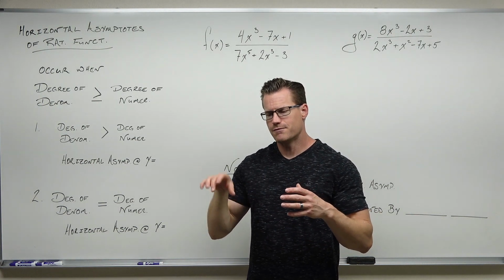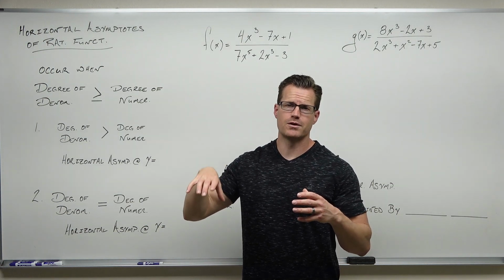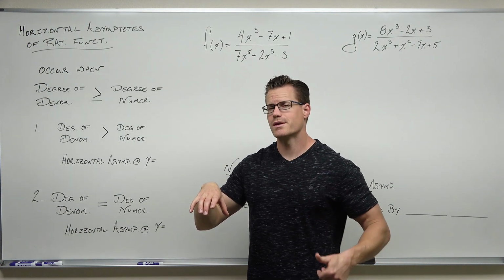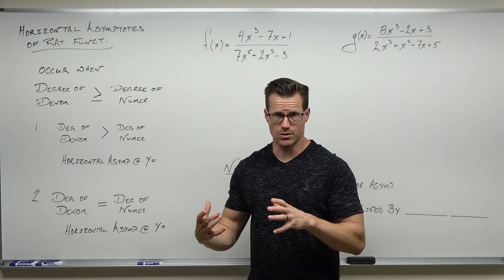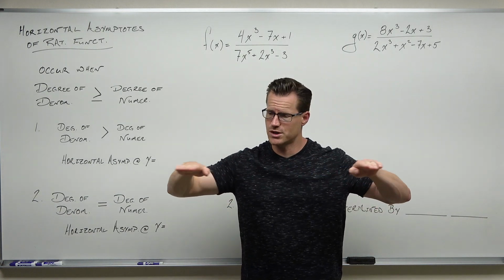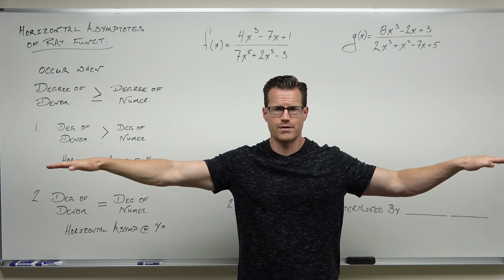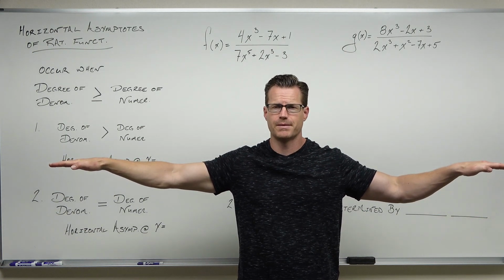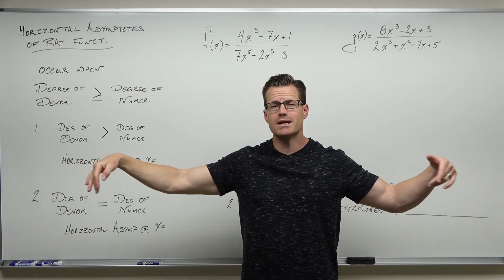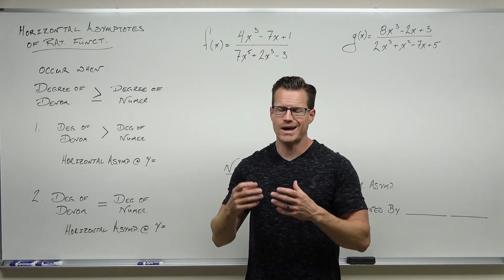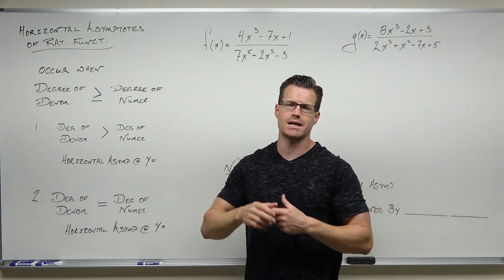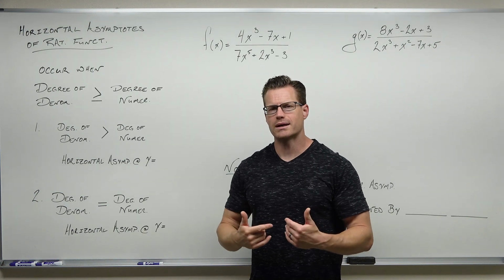If the degree of the denominator, the bottom of your function, is larger than the degree of the numerator, you are going to have a horizontal asymptote at y equals 0, just like this, right on the x-axis, no matter what. If the degree of the denominator equals the degree of the numerator, you're going to have a horizontal asymptote at whatever the leading coefficients say, whatever the ratio is. We're going to practice that.